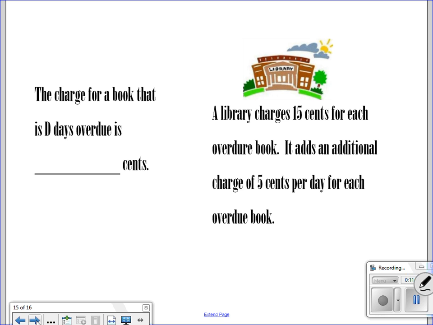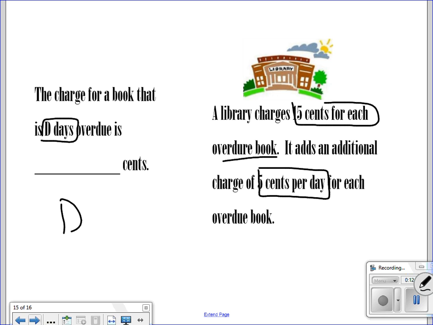A library charges 15 cents for each overdue book. It adds an additional charge of 5 cents per day for each overdue book. So we're doing something with a 5 per day and 15 cents for each overdue book. So how are we going to do this? We're doing something with D days. So we have a D.